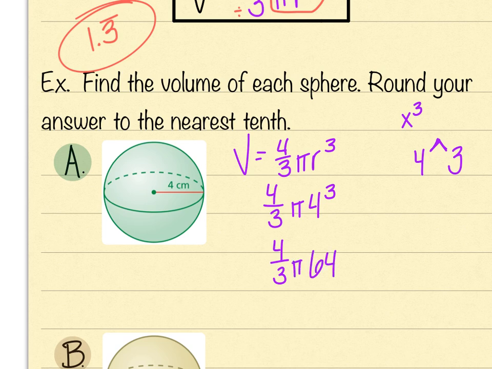Now at this point I can go ahead and multiply everything out. It does ask me to round to the nearest tenth, so keep that in mind. So we can do 64 times 4 divided by 3 times 3.14, or you can do it in any order you want to, 64 times pi first if you want to, times 4 divided by 3. Either way, you should get 267.9 when rounded to the nearest tenth, and that would be centimeters cubed.